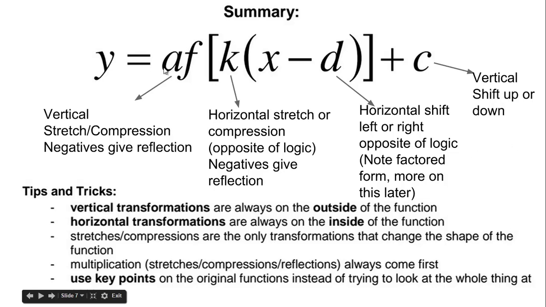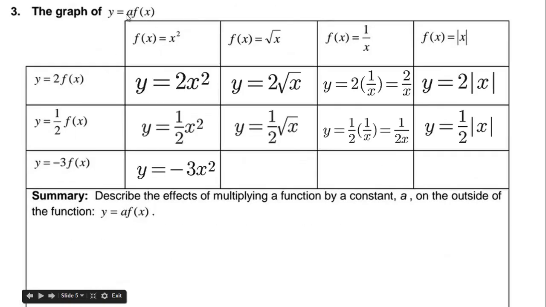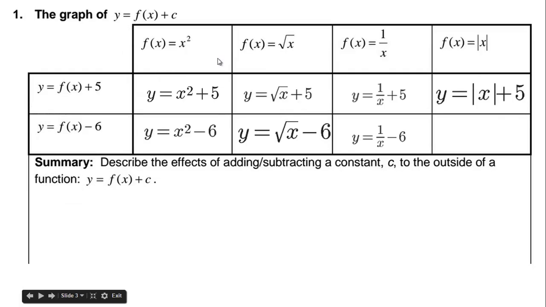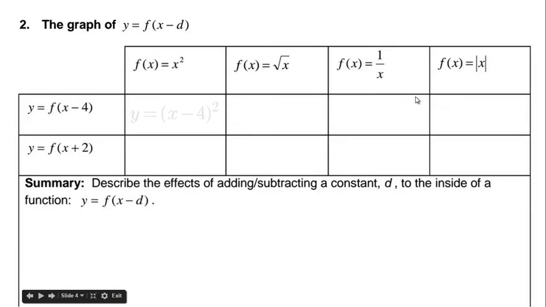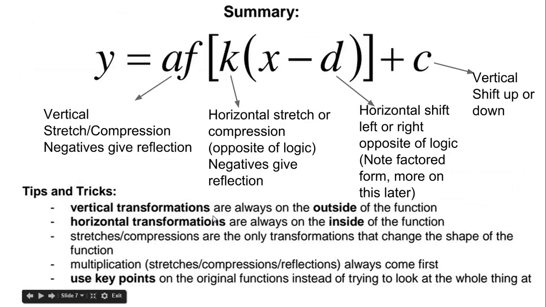Vertical is always on the outside of the function, so notice that with the different ones, the a value here was on the outside of the function, so after you square rooted it, you multiplied by 2, or after you squared it. The d is on the inside, the c, the vertical guy, is on the outside, so after you square it or square root it, you're adding 5, or after you do the reciprocal, you add 5. That's what I mean by the outside of the function. Okay, horizontal are on the inside, verticals are on the outside. Horizontal are opposite of logic, and vertical are with logic.